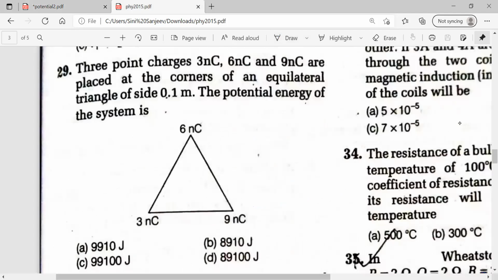And coming back to the problem here, you have to do it and see, because even I don't have the options. Someone is telling 9910, 8910. Okay, once I come down, I'll check and let you know the correct answers.